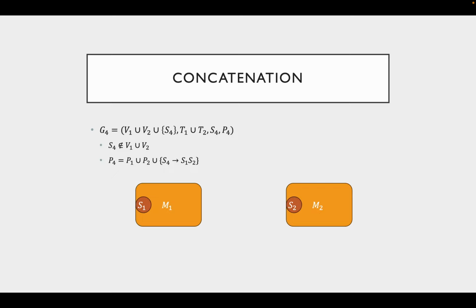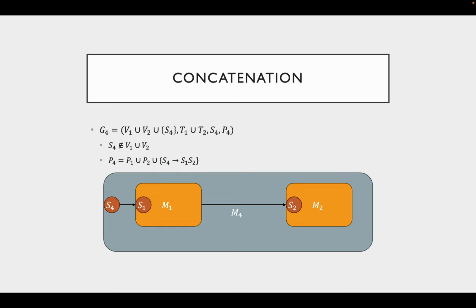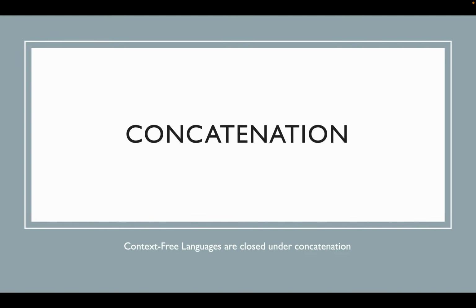We have our starting states S1 and S2. So we create a new machine, M4, that has a new starting state, S4, and S4 goes to S1. And then once machine 1 is complete, that will go to S2. And once M2 is complete, then a word will be produced. So our M4 is just an NPDA, which describes G4, and therefore G4 is a context-free language. And so we've shown that context-free languages are closed under concatenation.